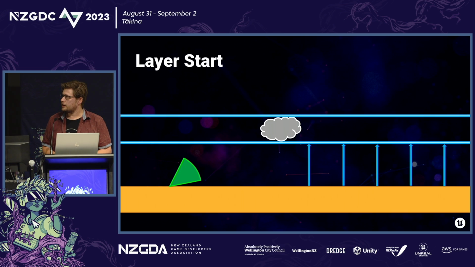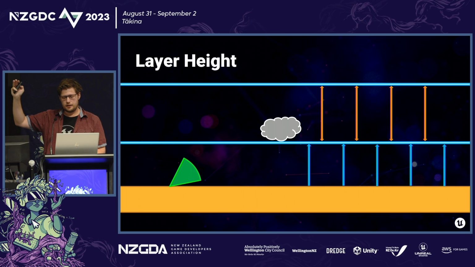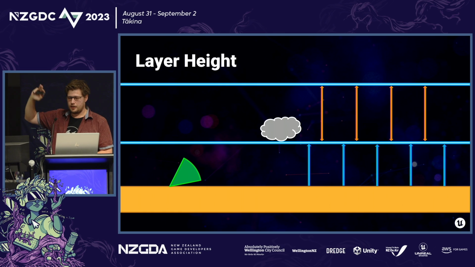So yeah, that layer height is how many kilometers from the ground we're going to be starting our ray marching algorithm from. And then the layer height is going to be the height above that at which the ray marching stops.